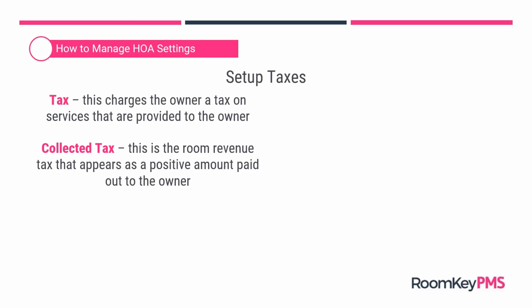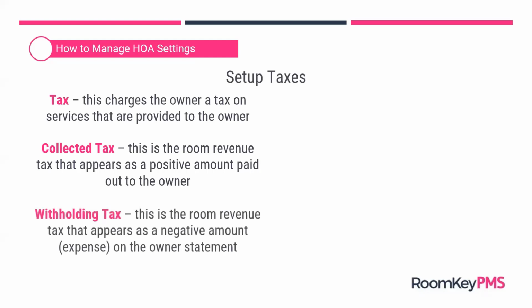Now, the third type of tax that we can set up in the HOA portal is the withholding tax. And this is similar to collected tax, but it's specifically for foreign owners. So again, it is room revenue tax that appears on the owner statement, but withholding tax will actually appear as a negative amount or an expense on that owner's statement. And again, that owner is expected to remit tax to the government on behalf of the owner.